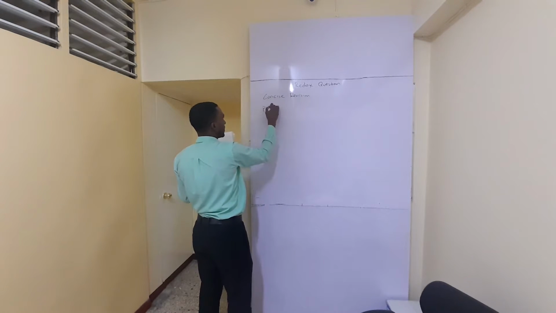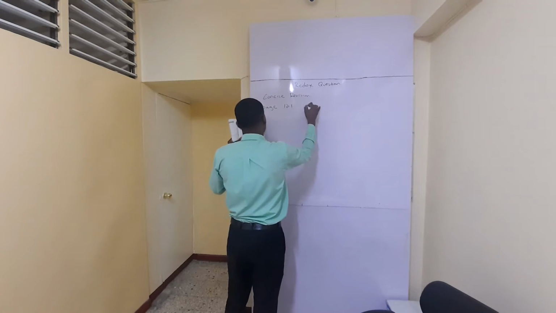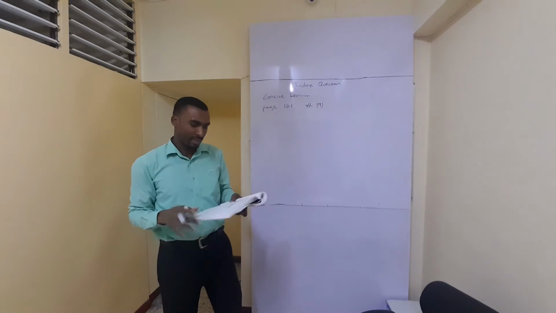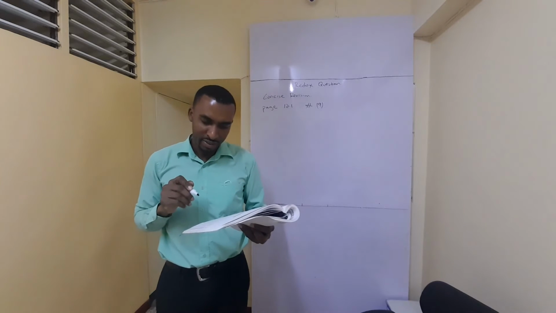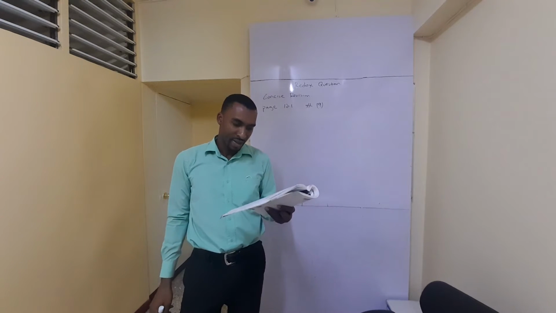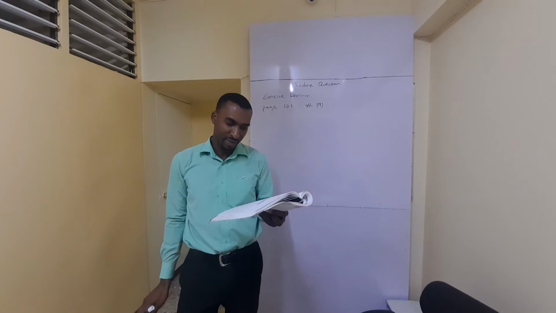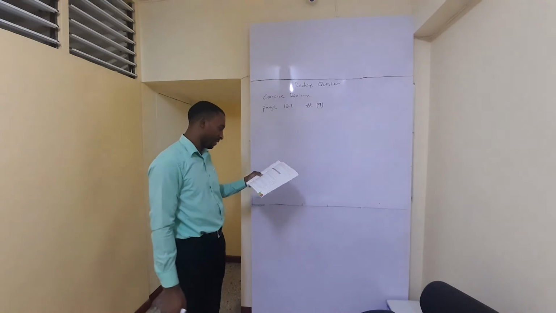It's going to be page 121, number 9. Remember that I'm just going to read it and discuss it. Oxidation can be defined as an increase in the oxidation number of an element due to the loss of electrons, and reduction as a decrease in oxidation number of an element due to the gain of electrons. Explain how this statement applies in each of the following equations.